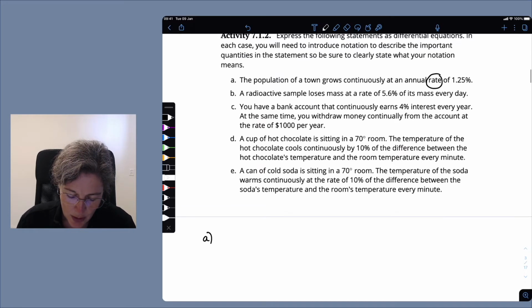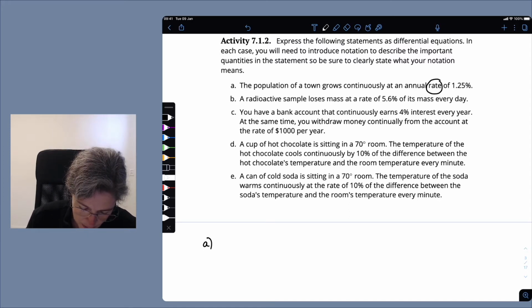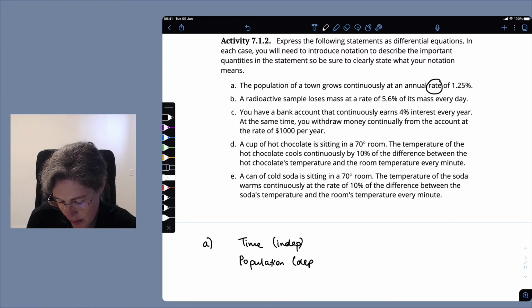So we want to be modeling the population of a town over time. That tells us that we've got two variables. We've got the independent variable, which is time, and then we've got the dependent variable, which is the population. So let's just make a note of that. We've got time, which is our independent variable, and population, which is our dependent variable.